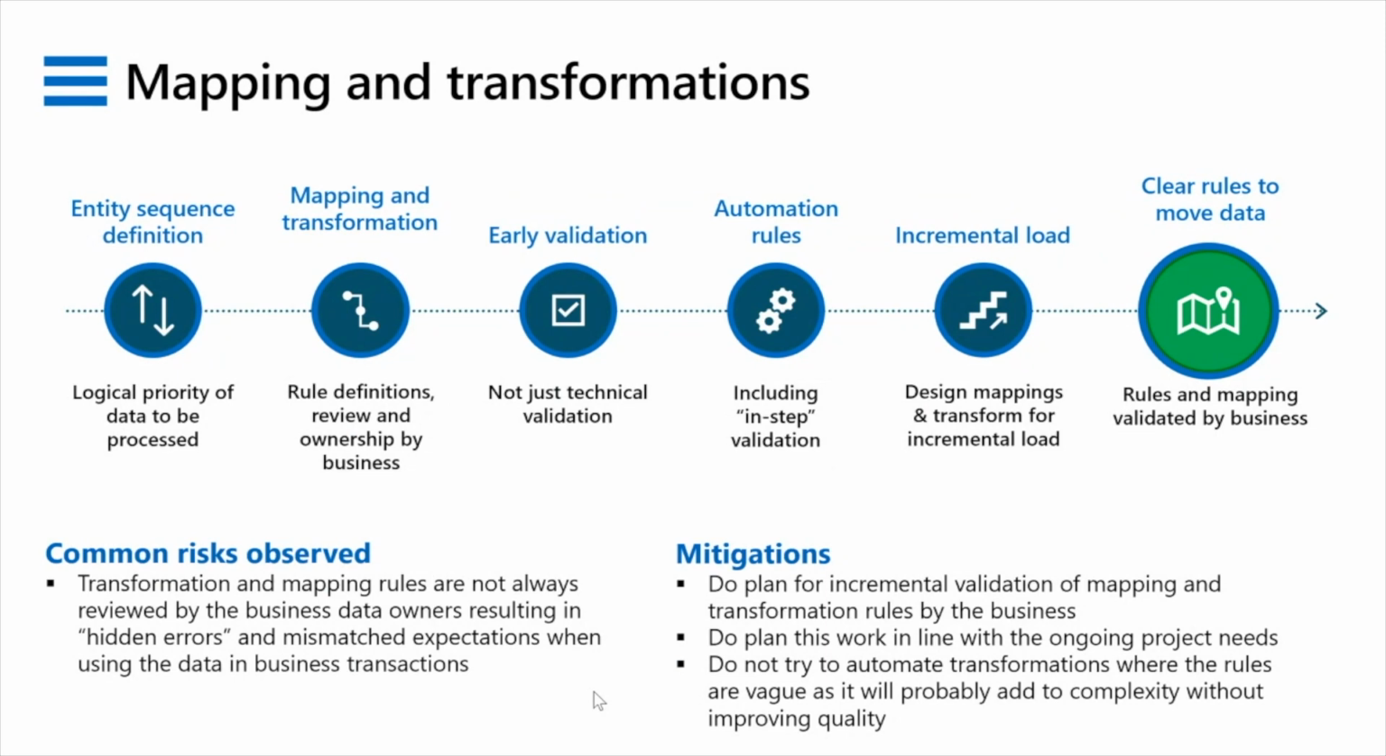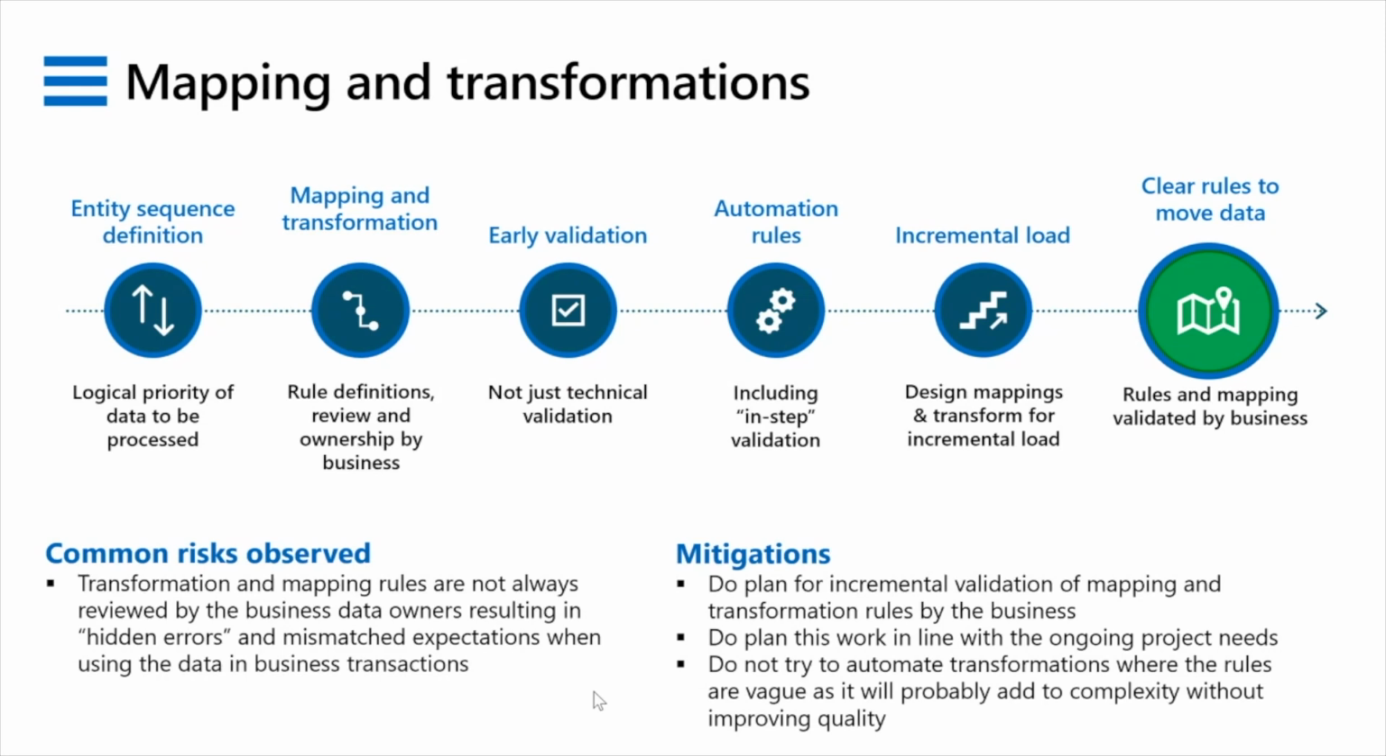Mapping and transformation, again, this is something that very often happens within the bowels of the data migration team, and not a lot of visibility surfaces up to the business users or even to the project team. And what we see is if that transformation and mapping definition and those rules are not defined in a way that can be reviewed by the business data owners and they don't understand what is getting transformed, there are hidden errors that arrive all the way into the production system, and then you end up having to unpick the root cause of something not working in a production system.